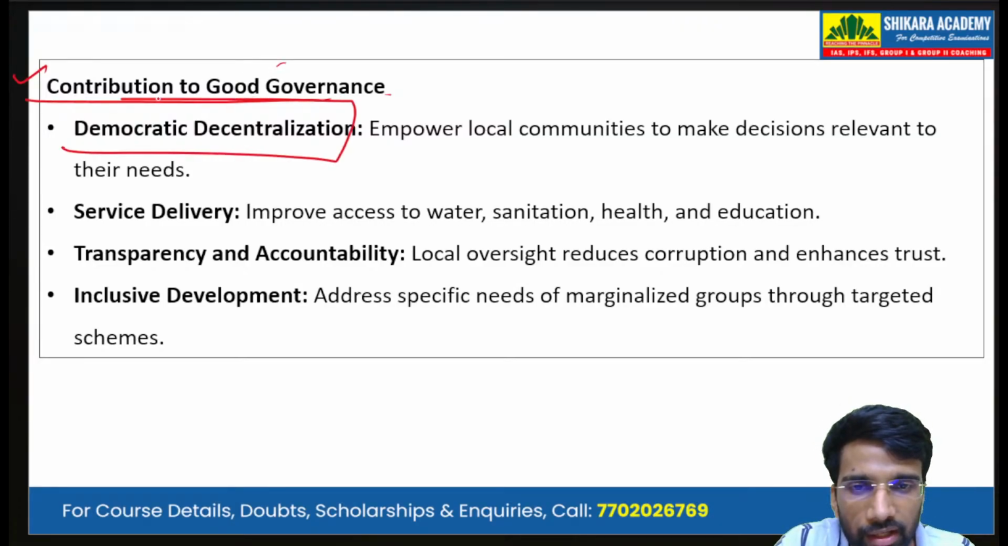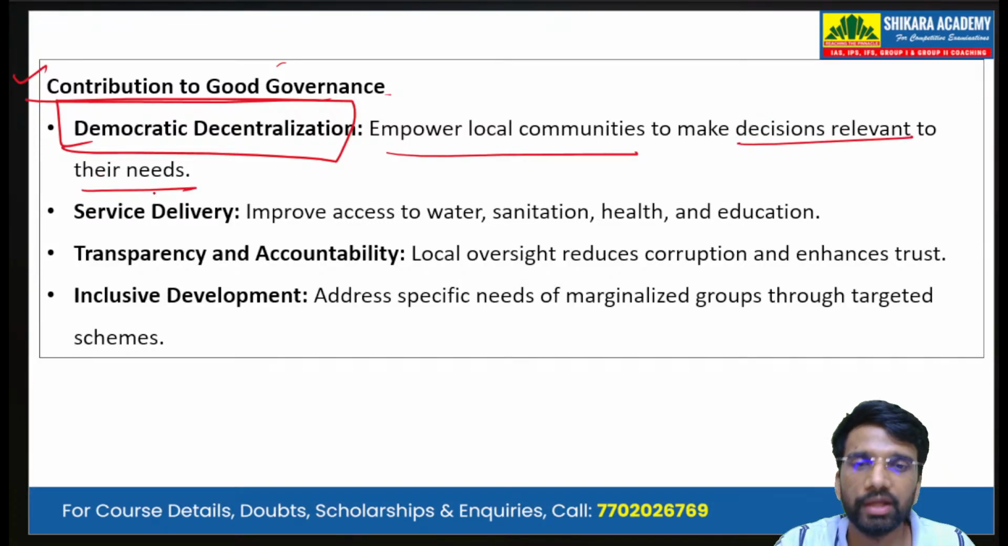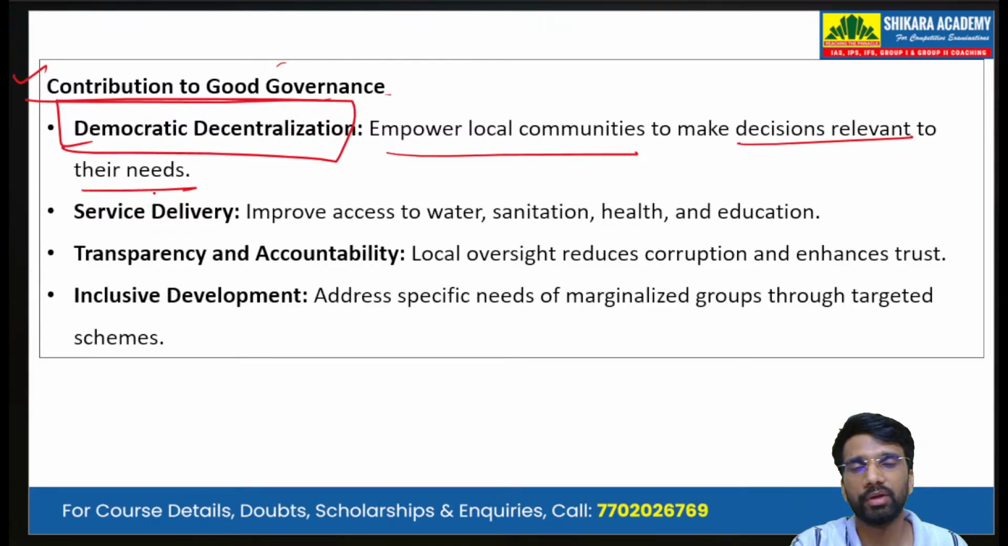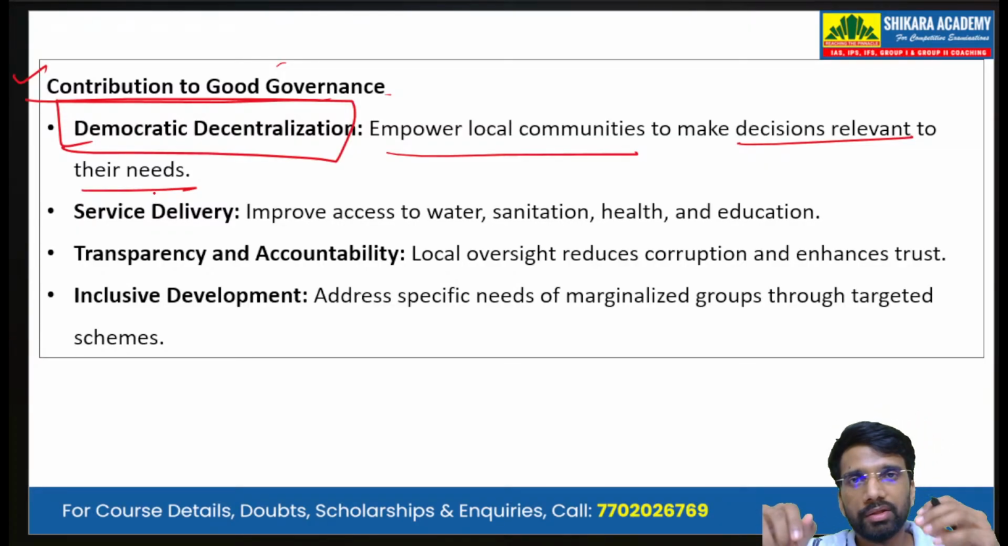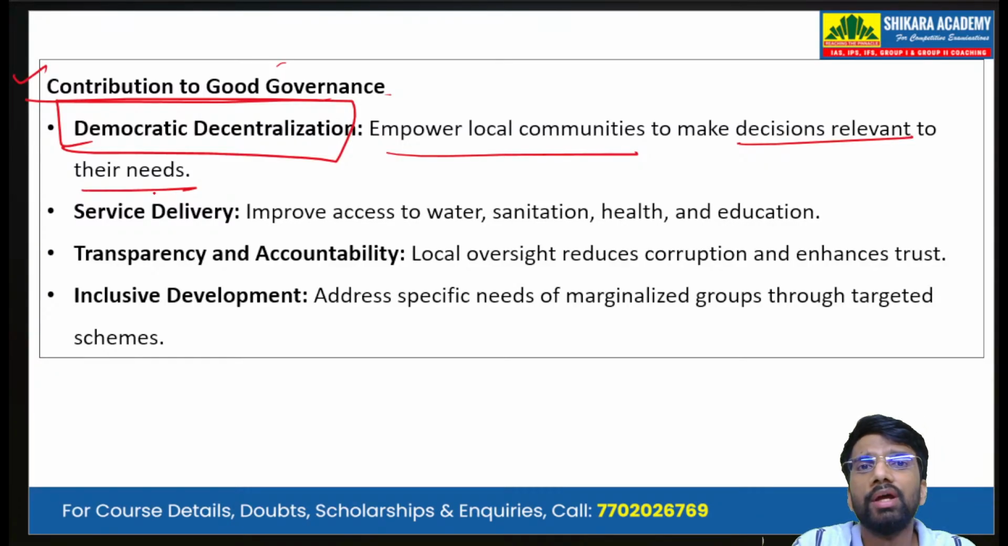So first is democratic decentralization. It empowers local communities to make decisions relevant to their needs. So local communities are now empowered to make decisions that have an effect on their needs, or that fulfill their needs. Because if there were no local bodies, then all the decisions would be centralized, and the relevance or the particular needs of certain communities might not get fulfilled due to this.